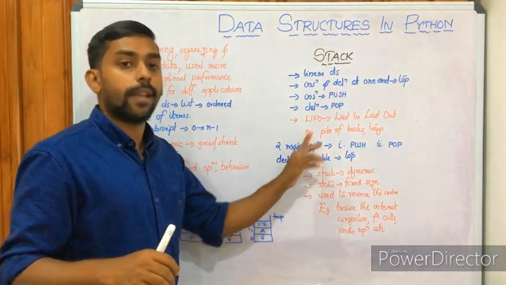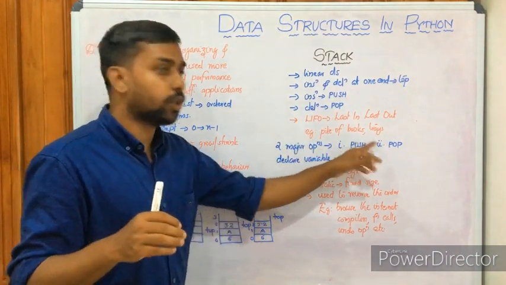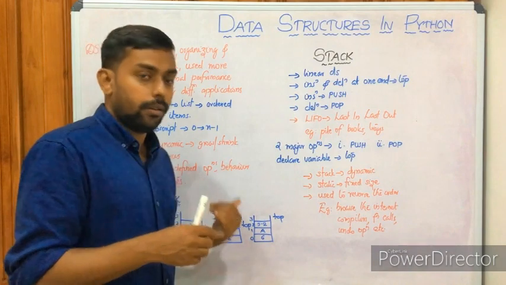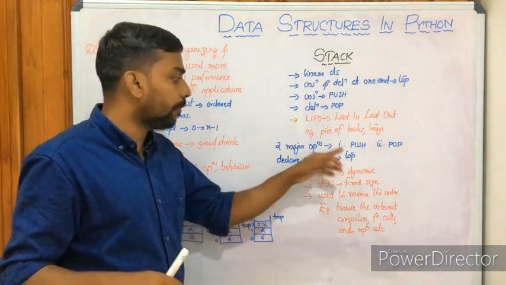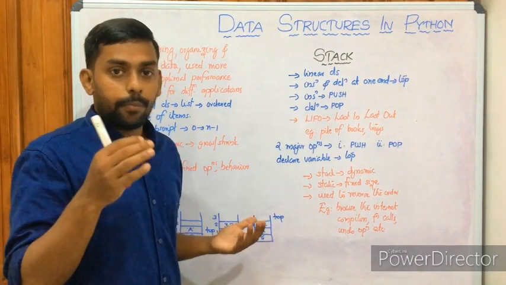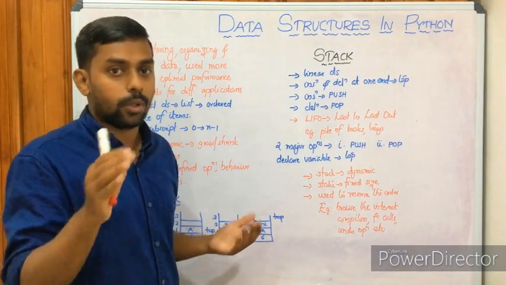So we perform two major operations on a stack: push and pop, and we have seen the working through our example. Then we declare the variable top. We know top is a variable that points to the topmost element or to its index.